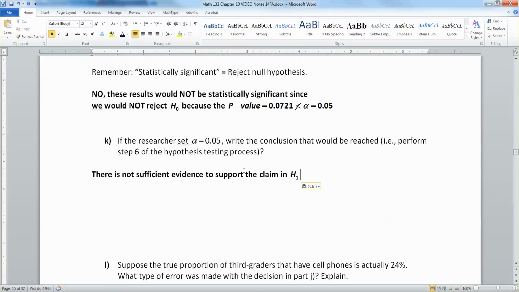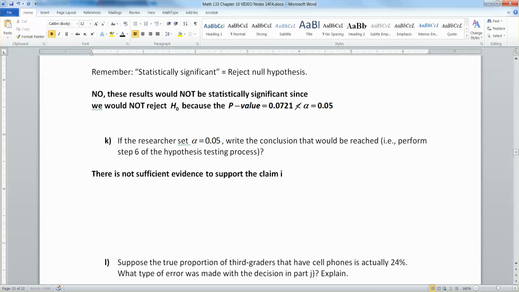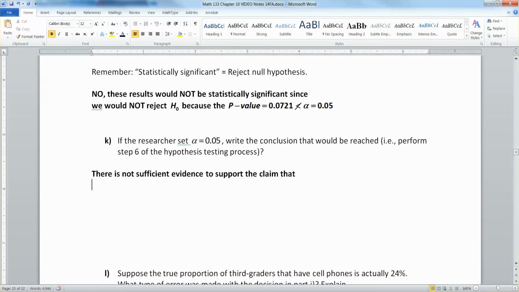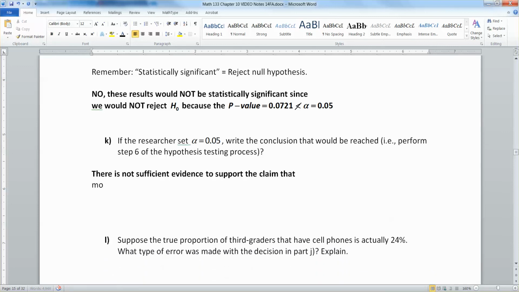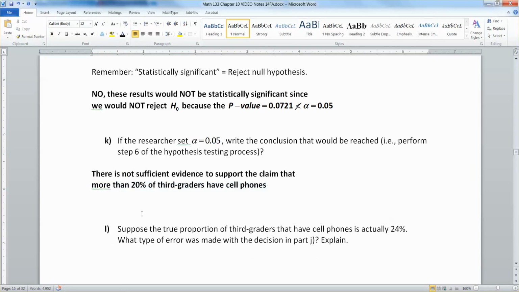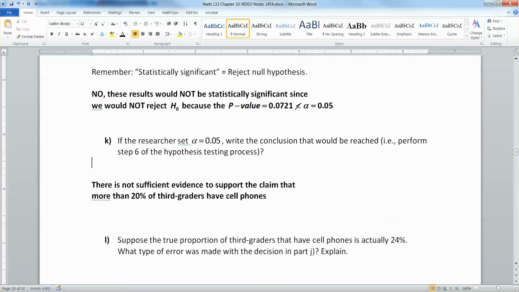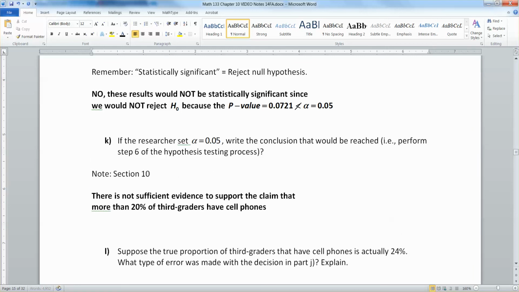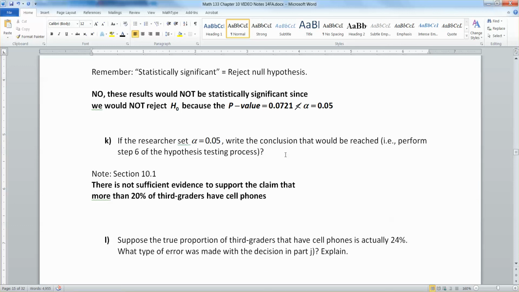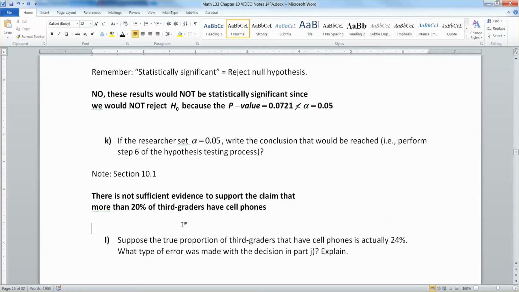So right here I would say there is not sufficient evidence to support the claim that, that's all the setup right there. And now I will write what the claim was, that more than 20% of third graders have cell phones. So the beginning part is the setup and the second part is the actual H1 part. And this was earlier, so we saw this in section 10.1. I think it was page 209, but that might change in later semesters, but it's definitely in section 10.1.